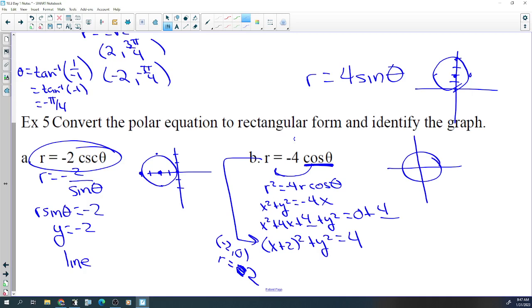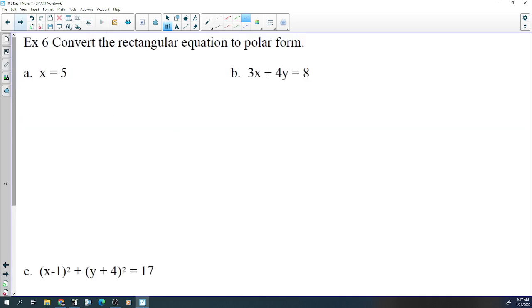The goal here eventually is just to be able to look at this and be able to just graph it. That's where we're headed. But we're taking baby steps because we need to. This is a chapter in Honors Pre-Calc that you only do once and that's it, and then you're done. Convert the rectangular equation to polar form.